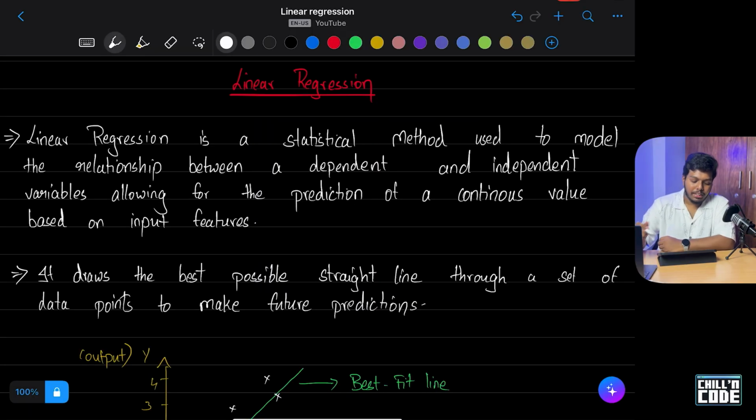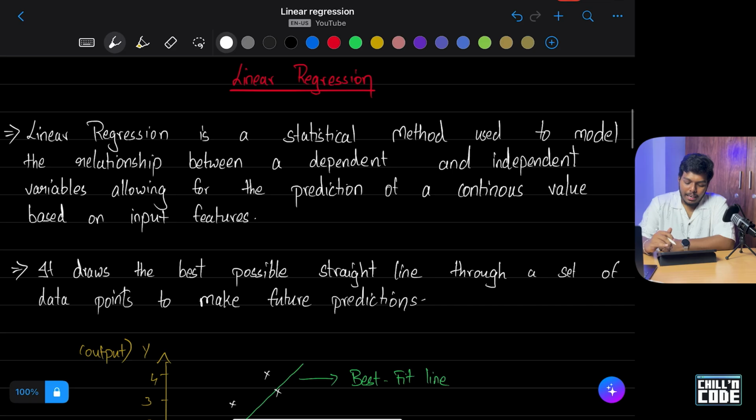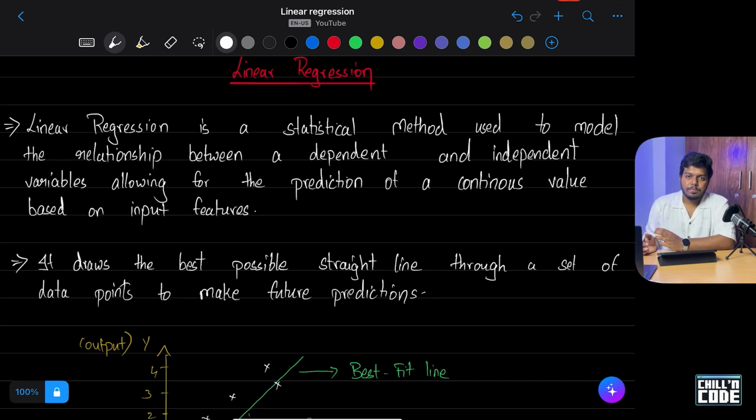So let's start with the definition. Linear regression is a statistical method used to model the relationship between dependent and independent variables, allowing for the prediction of a continuous value based on input features. Let's not initially think about dependent and independent variables for now, but understand that there are two kinds of variables between which we are trying to form a relationship. Once the relationship is formed, we use it to predict a continuous value.